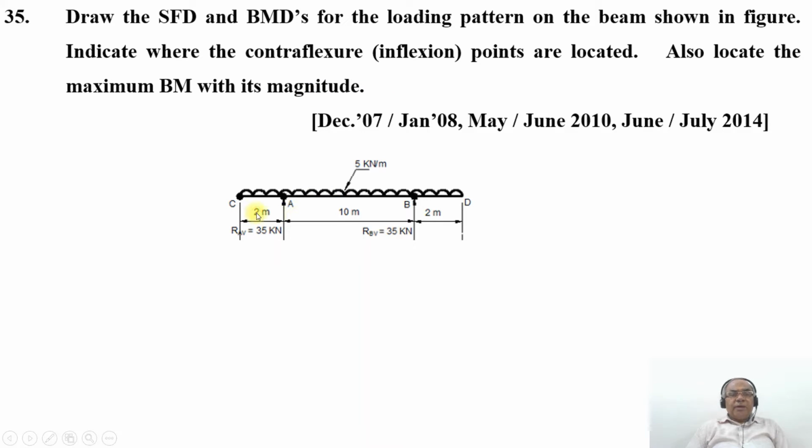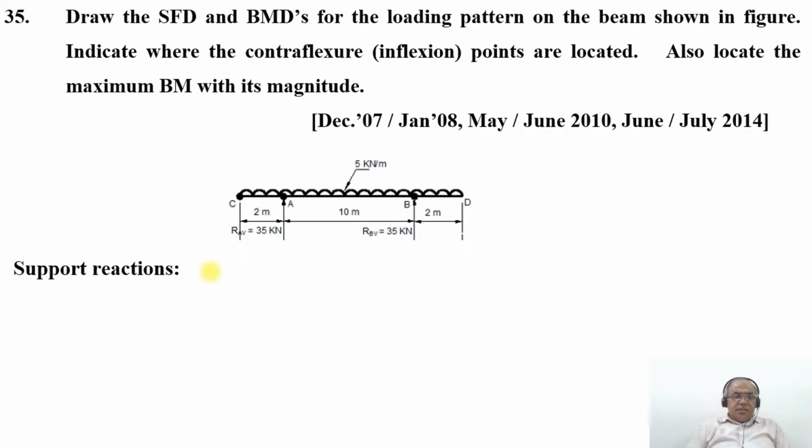So here we have an overhanging beam that overhangs equally on either side of A and B. A to C is 2 meters and B to D is 2 meters, and between A and B it is 10 meters, so the length of the beam will be equal to 14 meters. And we have a uniformly distributed load of 5 kilonewton per meter for the entire span.